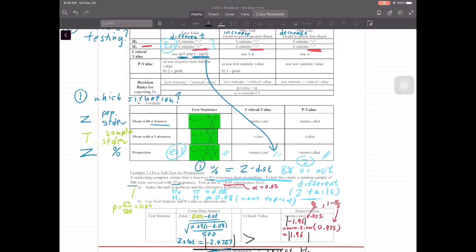When you're dealing with these types of questions, you need to ask two questions. Which situation you're in, that's the first question. The second question is which testing are you dealing with? The first question that you need to ask is which situation you're in.